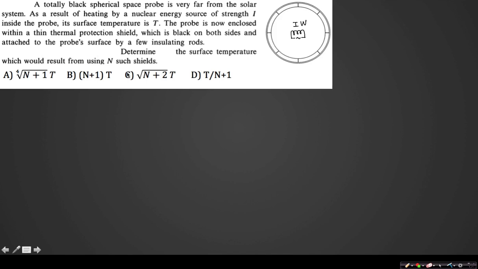You have to find the answer for n such surfaces. If I apply n such surfaces, what would be your answer? But I will suggest you to do it for one surface. You can understand what is happening, then you can generalize the situation for n such surfaces. So take your time and again come back to see the solution.